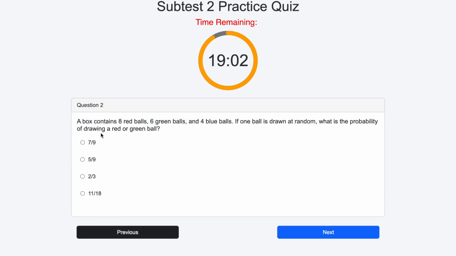I'll read this to you and then pause the video. Take a moment to try and solve this by yourself, and then push play when you're ready to discuss it. All right, so number 2 reads, a box contains 8 red balls, 6 green balls, and 4 blue balls. If one ball is drawn at random, what is the probability of drawing a red or green ball? So again here, take a moment to try and solve this by yourself and then come back when you're ready.